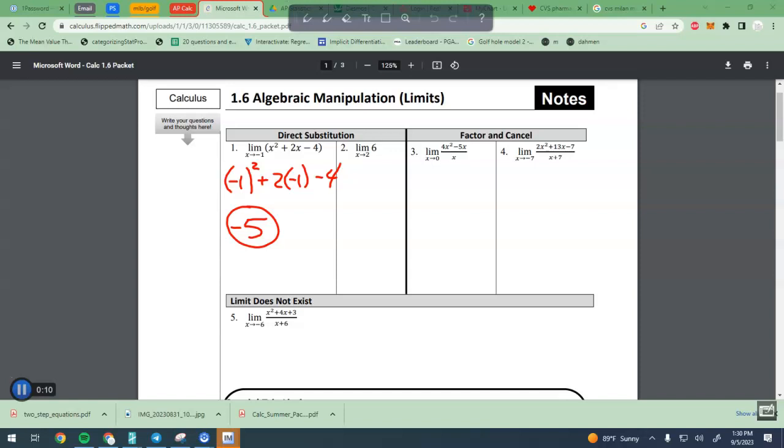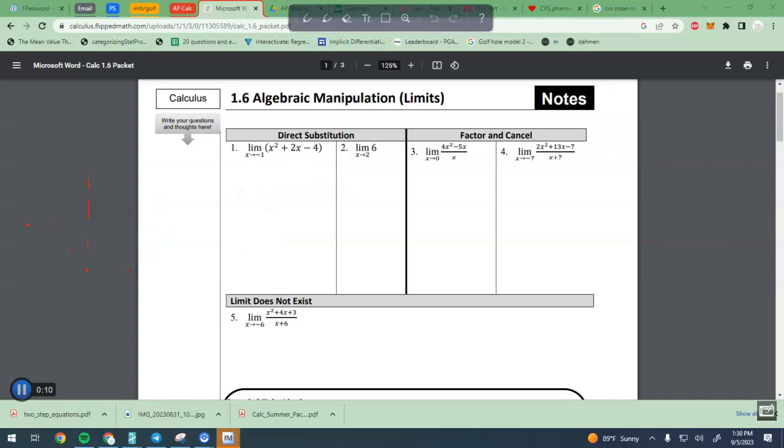And so what that means, if I thought about the graph, I don't know exactly what this graph looks like, but at (-1, -5), this is a parabola, but I don't know where the peak is or whatever. But something like that, where that's the point we're looking at. When x is -1, the y value is approaching -5. And in this case, it hits -5. But for the limit, it doesn't have to hit it, it just has to approach.